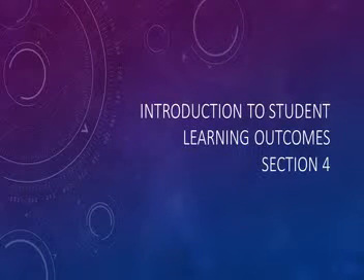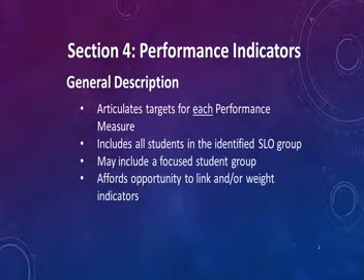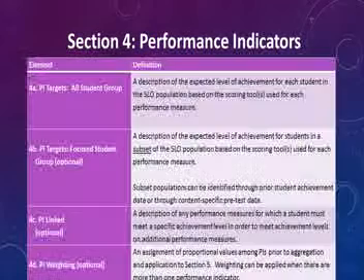This is the fourth section of the Introduction to Student Learning Outcomes. This section is for the performance indicators. The general description is: articulates targets for each performance measure, includes all students in the identified SLO group, may include a focused student group, affords opportunity to link and/or weight indicators.